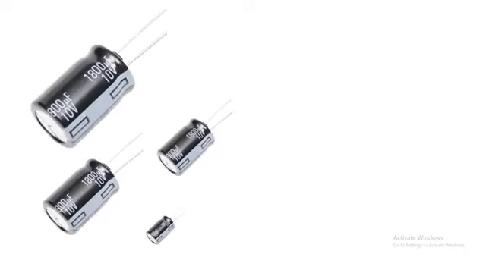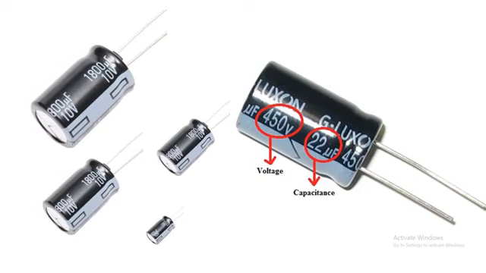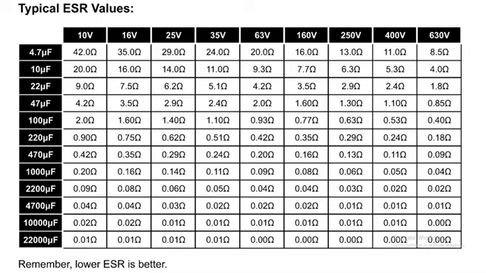There are different sizes and different values of capacitors. The values depend on the voltage and microfarad. The voltage of the capacitor means it has the ability to work at that voltage value, while the microfarad means the capacity, that is, how much current the capacitor has the capacity to store. The size of the capacitor depends on the voltage and the microfarad. Here is the list of non-polar capacitor values, voltage and microfarad.